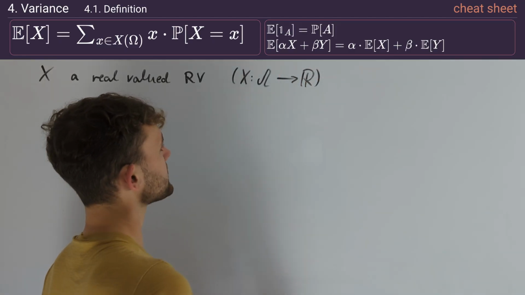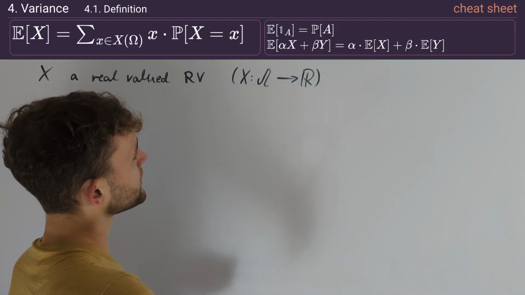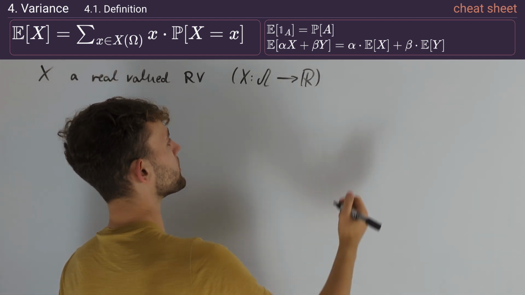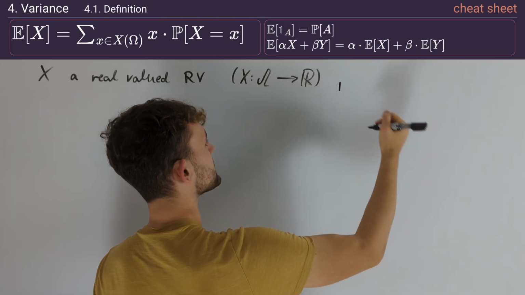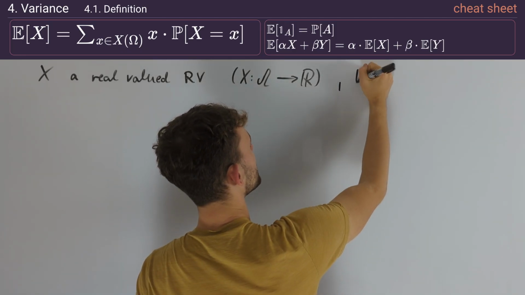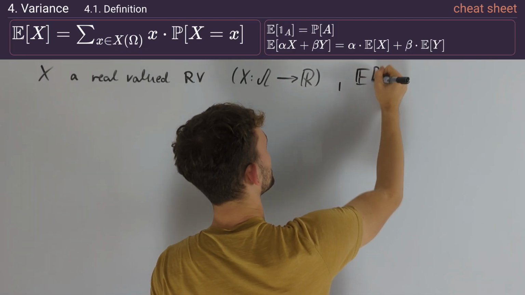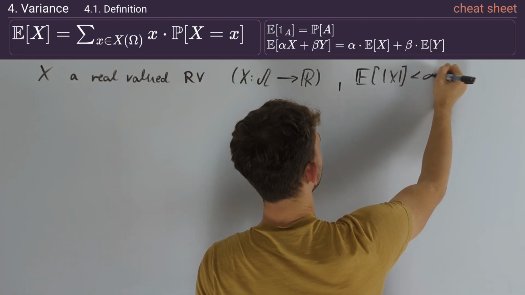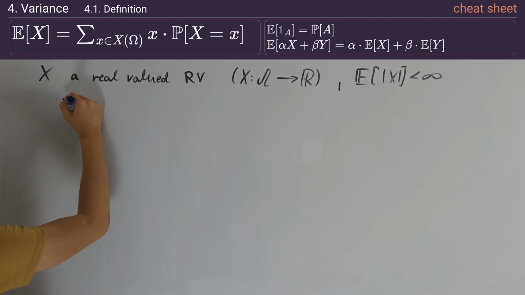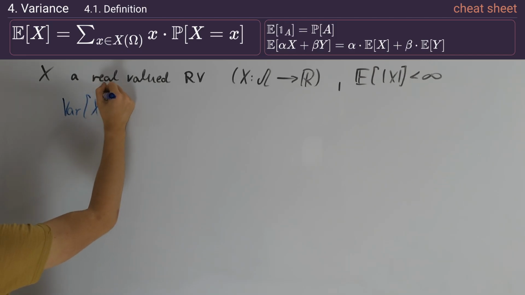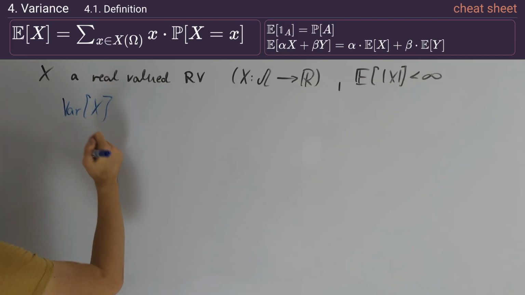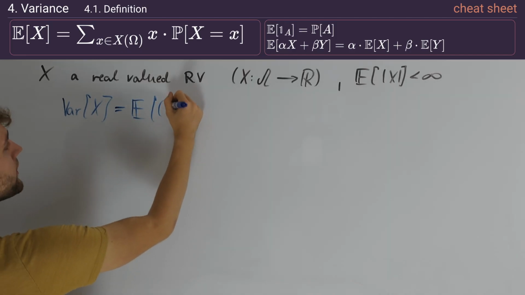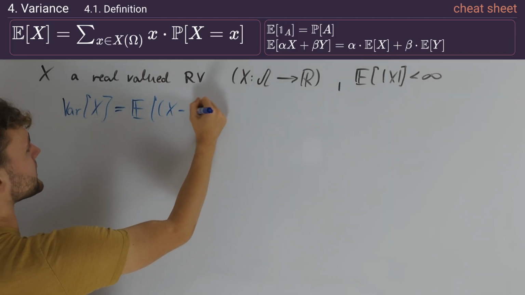The variance of a random variable measures how much it deviates from its mean. Therefore, we would also like the expectation of X to be well defined. In particular, we are going to assume that E of absolute value X is less than infinity. We define the variance of X as the mean squared deviation of X from its mean. So this is the expectation of (X minus EX) squared.